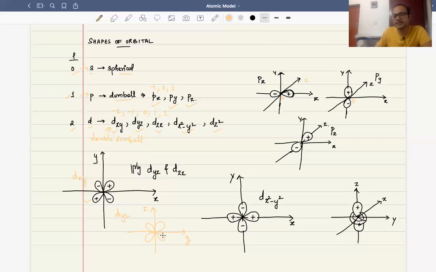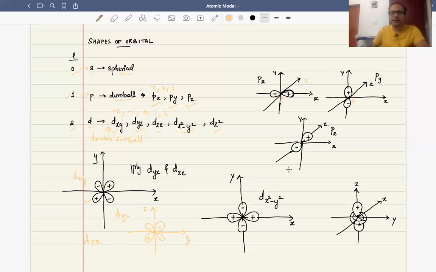Okay, something like this. Now phase signs are pretty easy to understand. Positive, positive. So yz means positive into positive, it would be a positive value. Then positive into negative, it would be a negative value. Negative into negative, it's a positive value. Negative and positive, it would be a negative value. So this pretty easily represents. So try to draw now the shape for dzx yourself.